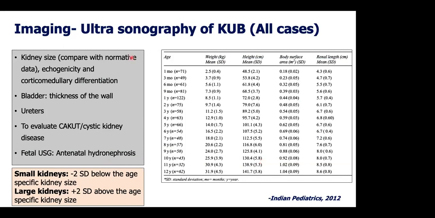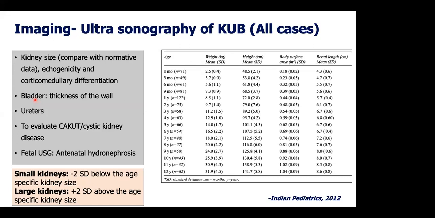The things we look at in ultrasonography of the kidney, urinary bladder, and urinary tract are the sizes, and you have to compare with the normative data. We have the Indian normative data, which was done at a center in Mumbai. In the bladder we should look at the wall thickness, which would be increased in certain diseases like PUV, posterior urethral valve, and even a neurogenic bladder.